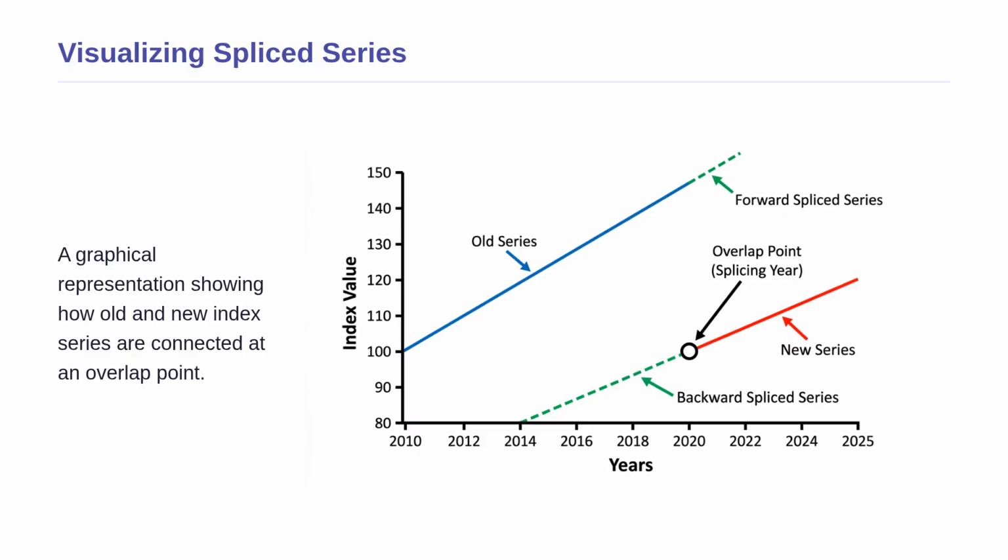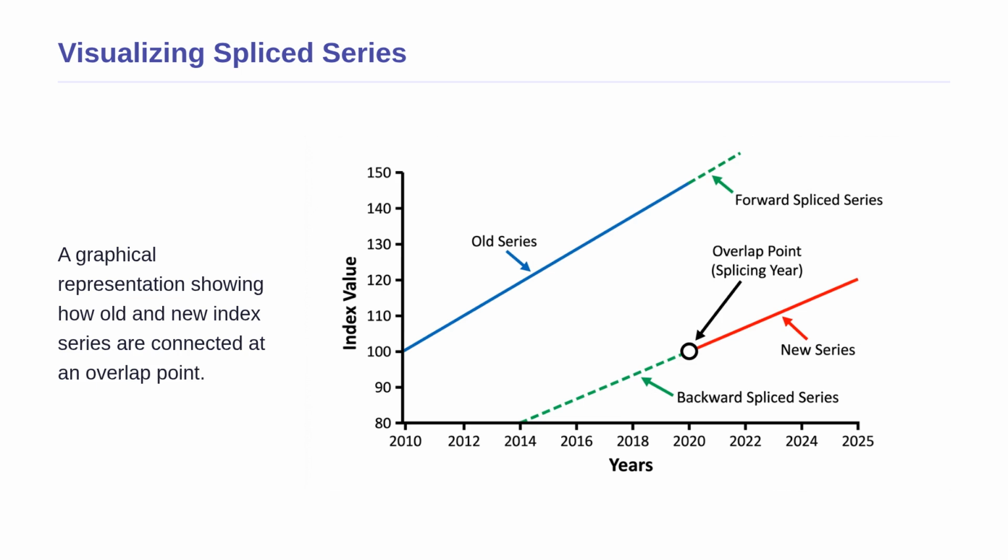Now that we understand the idea, let us look at a visual representation of splicing. On this graph, the horizontal axis represents the years and the vertical axis represents the index value. Notice the solid blue line. This is our old series, starting at a base of 100 in 2010 and growing over time. Then, look at the solid red line. This is our new series, which resets to a base of 100 in the year 2020. The circle where they meet in 2020 is our overlap point, or splicing year.